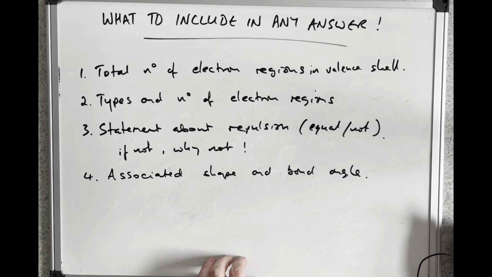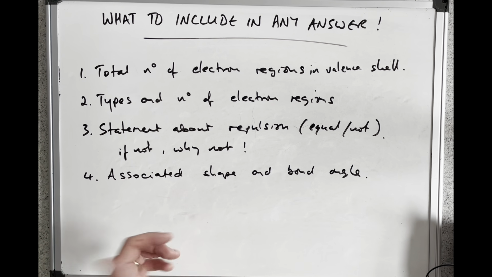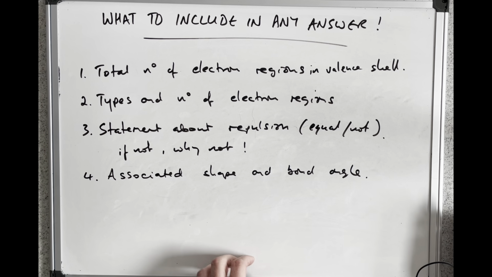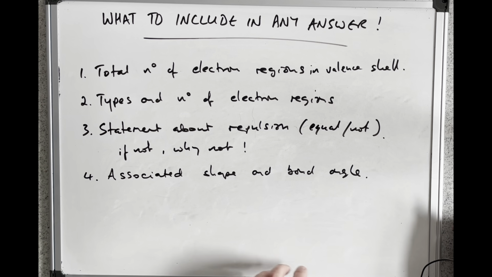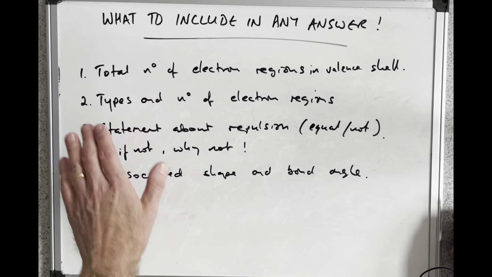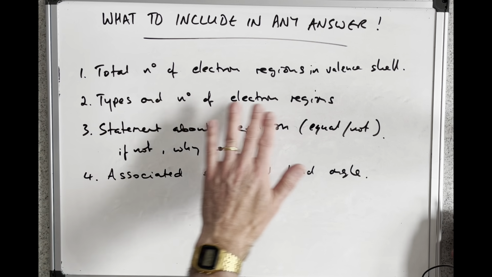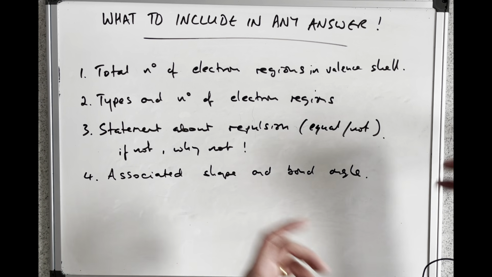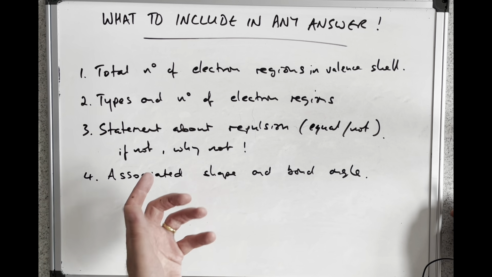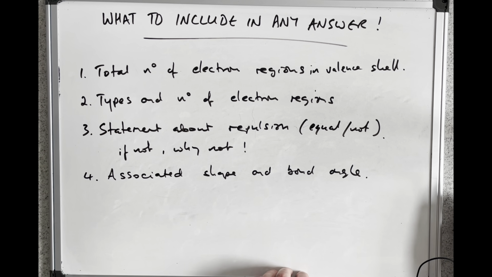So to finish, I just thought I'd go through a list of essential things you've got to include in any answer about shapes of molecules or ions. So the first thing obviously you've got to do is establish the total number of electron regions in the valence shell. Once you've done that, say what types and how many of each type of electron region you've got. So maybe they're all bonding regions, or you've got a mixture of bonding and lone. So say how many of each type you've got.